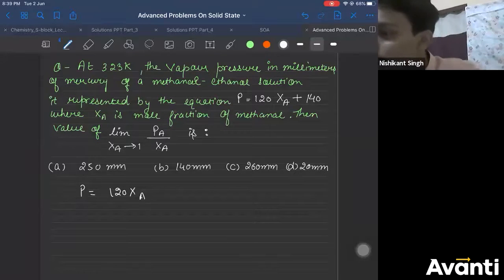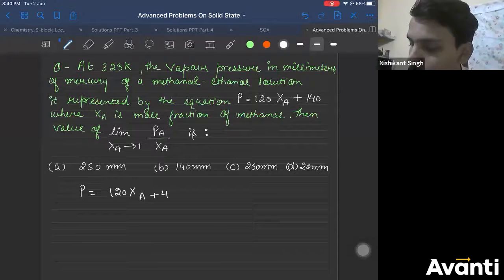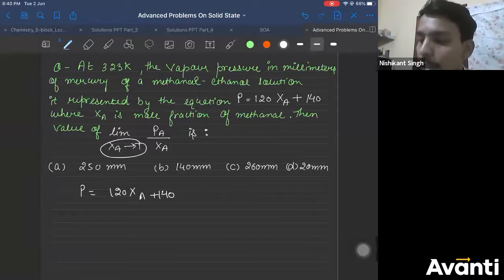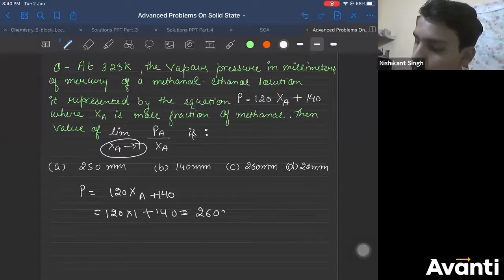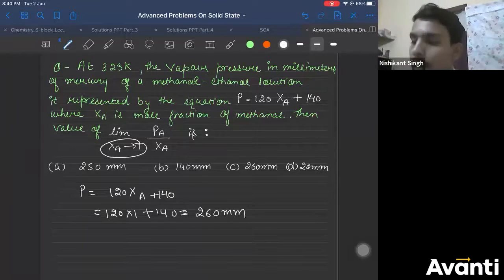I don't want to solve it and check it later. Yes, guys, see carefully. What we are doing over here is P is given by this plus 140. If I substitute the mole fraction limit XA tends to 1, if I substitute XA as 1, I get 121 plus 140. That gives you a value of 260 mm. So your answer here is 260 mm, right?